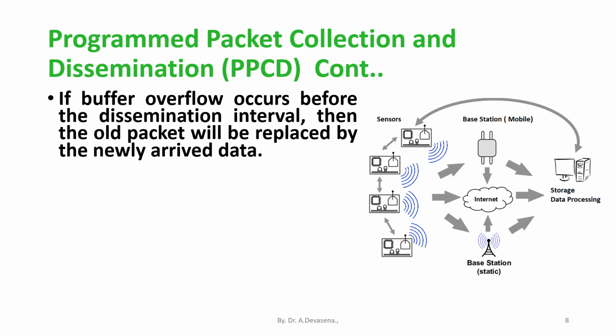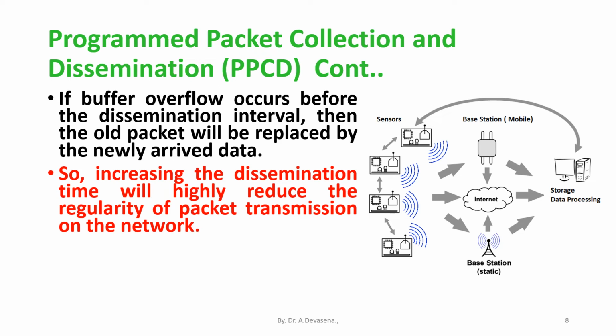So, increasing the dissemination time will highly reduce the regularity of packet transmission on the network. This scheme can be used in situations where the data to be transmitted is not a critical one.